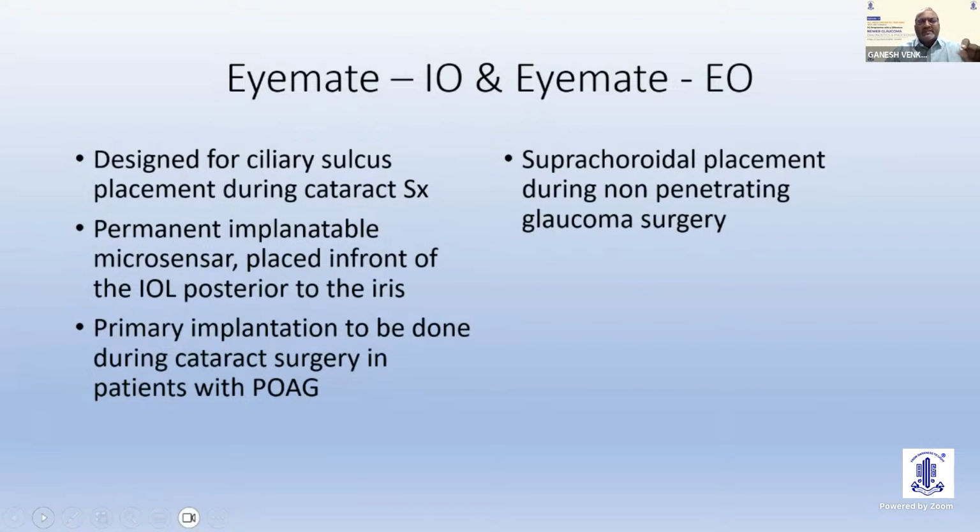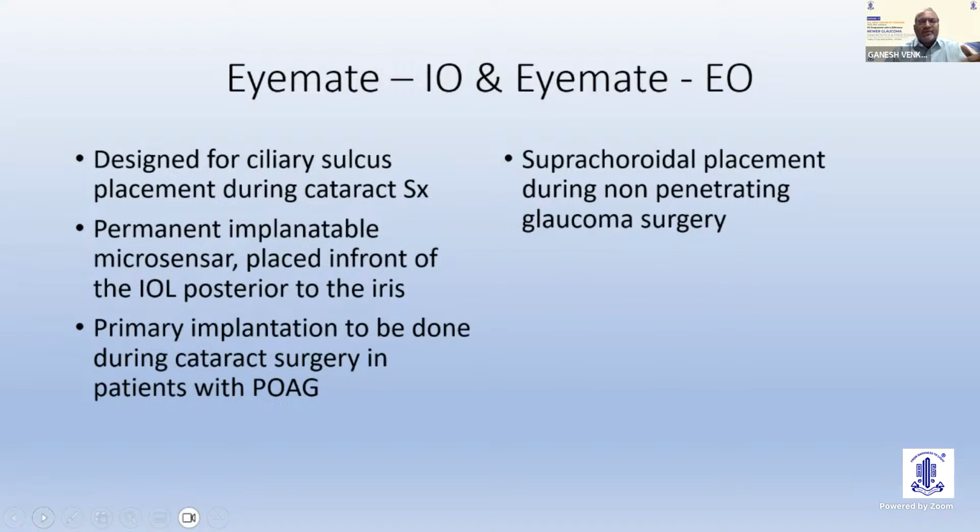Coming to the next, the implantable devices. These are designed for ciliary sulcus placement during cataract surgery. They're known as iMate IO and iMate EO. The IO stands for intraocular and the EO stands for extraocular. Extraocularly, you place it in the suprachoroidal placement during a non-penetrating glaucoma surgery. So you don't enter the chamber, but you place it in the suprachoroidal region.